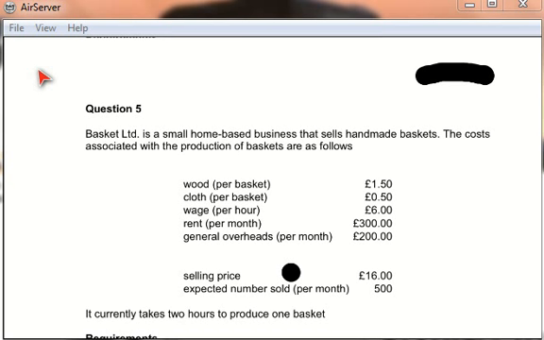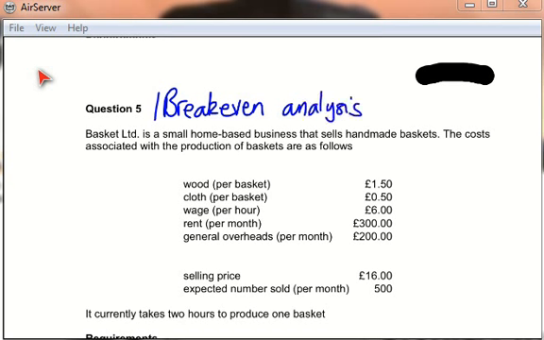Today we're going to do break-even analysis. I like this topic because it's one of the most common in exam papers, and it's also one of the easiest. So this is break-even analysis. Some of you might know it as CVP, which just means contribution volume profit analysis.